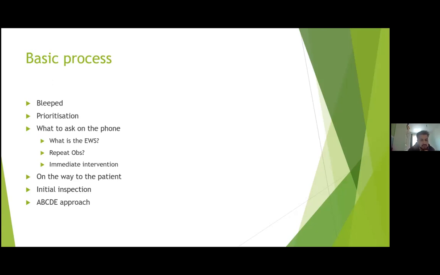What you can also do, and this I guess you'll pick up with experience, is that when I get bleeped, for example someone has chest pain that sounds cardiac, or someone's tachycardic, I ask the nurse on the phone if they can do an ECG before I get there. It always saves time, and sometimes I even ask them to repeat the OBS. When you get there, you've already got an ECG there, or fresh OBS ready.